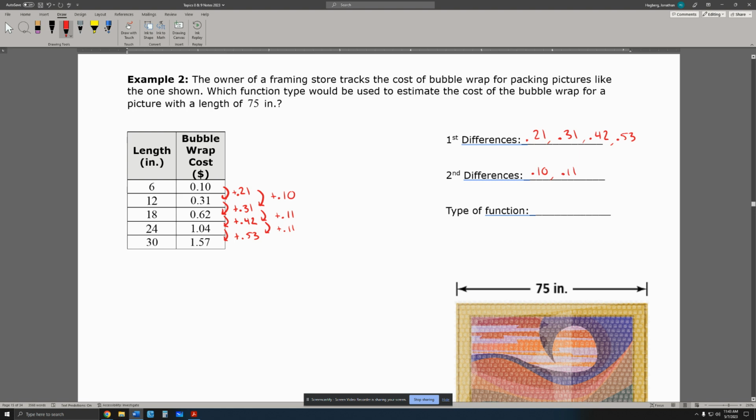It's very close. I suspect that the additional cost of the bubble wrap changes by a single penny just due to rounding. So we can consider these second differences, since they're so close together, to be pretty much the same second difference. So therefore, because it's the same second difference, we know that this function is quadratic. So the cost of bubble wrap for packing pictures here can be modeled using a quadratic function.